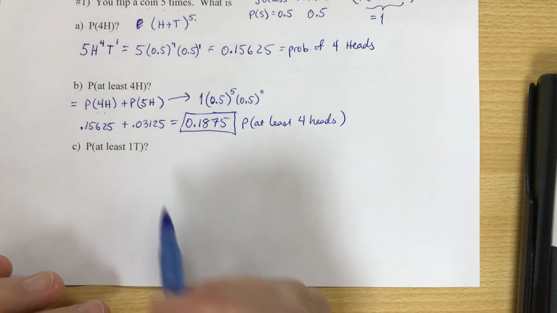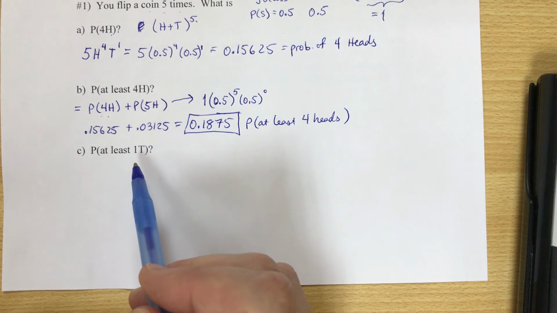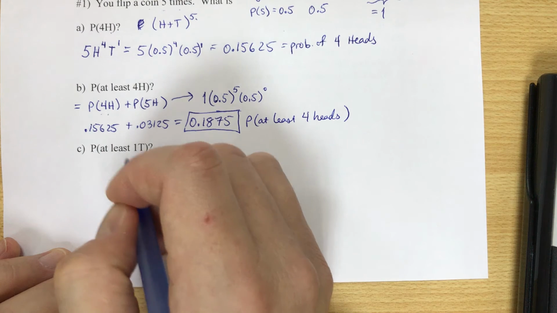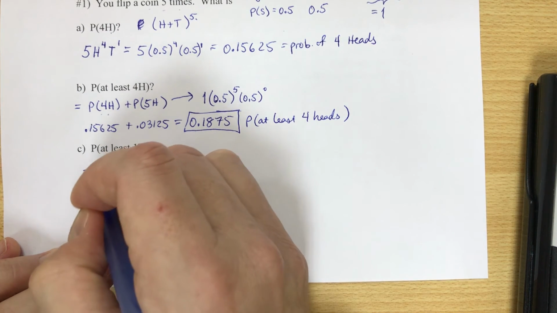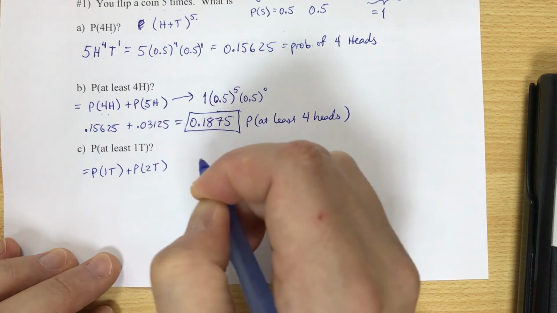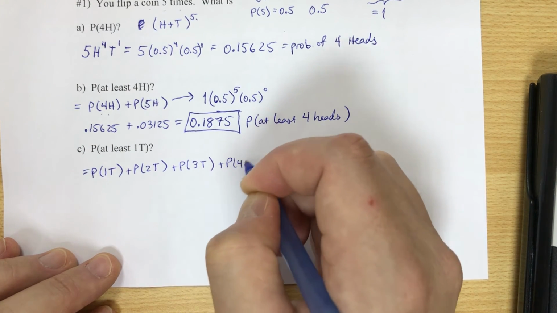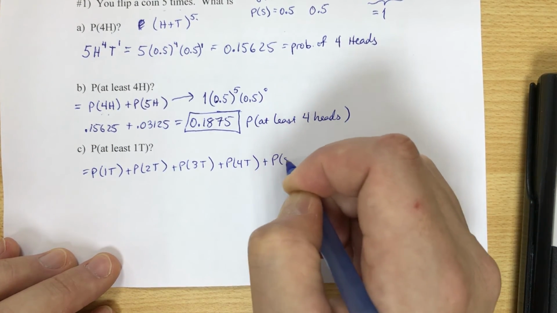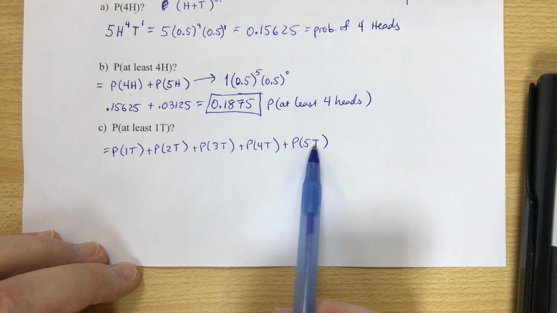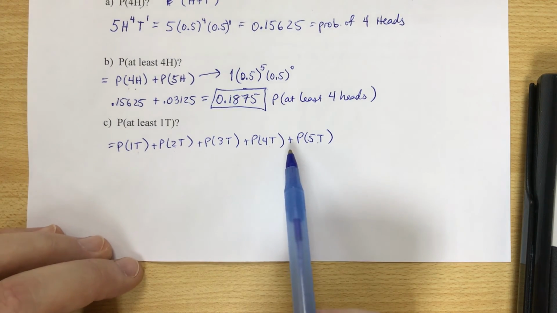All right, so let's say we want to do the probability of at least 1 tails. That could be 1 tail, 2 tails, 3 tails, 4 tails, or 5 tails. So that would be the probability of 1 tail plus the probability we could get 2 tails, 3 tails, 4 tails, or 5 tails. Now the problem with this, obviously you're seeing this is starting to get fairly long. We can do this 5 times and add those up.